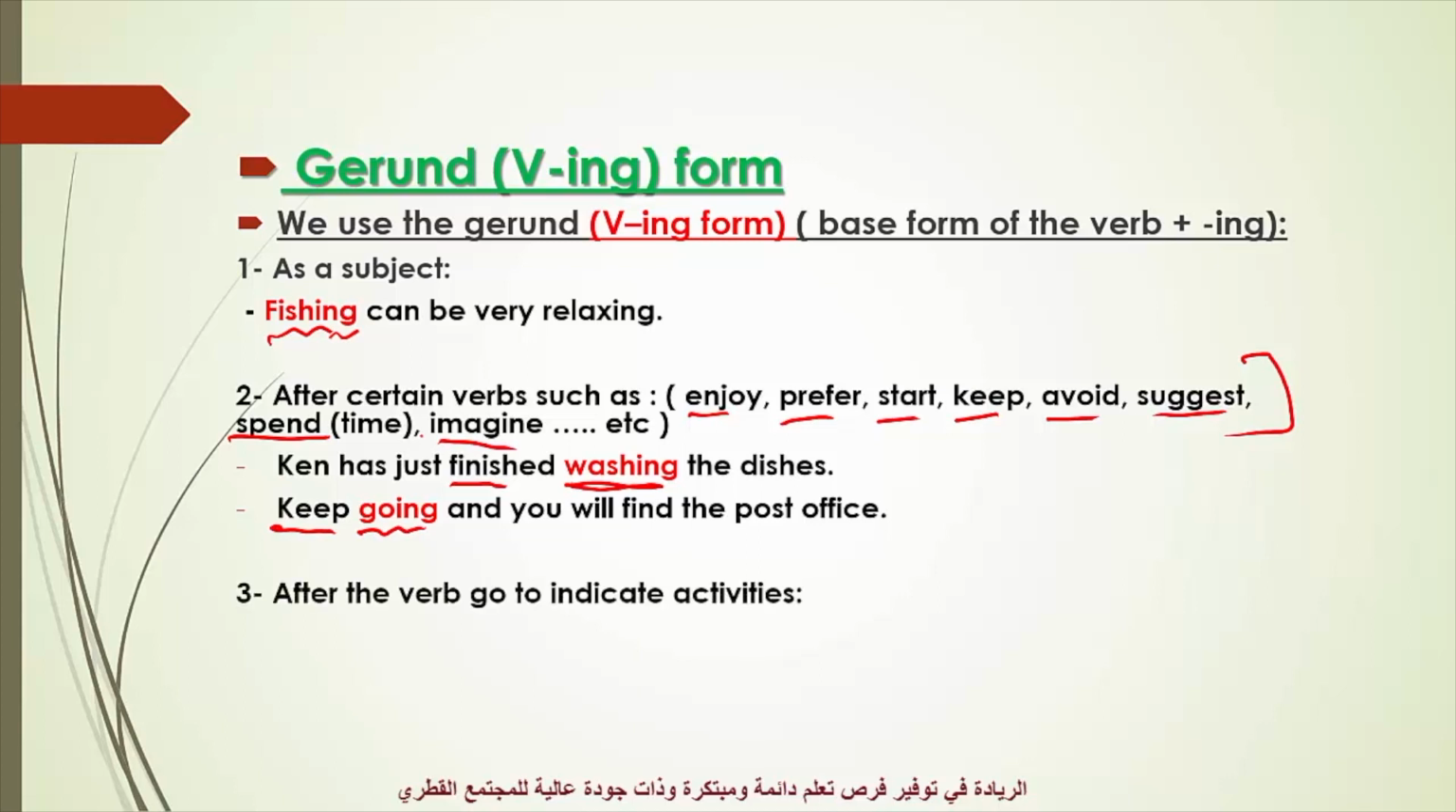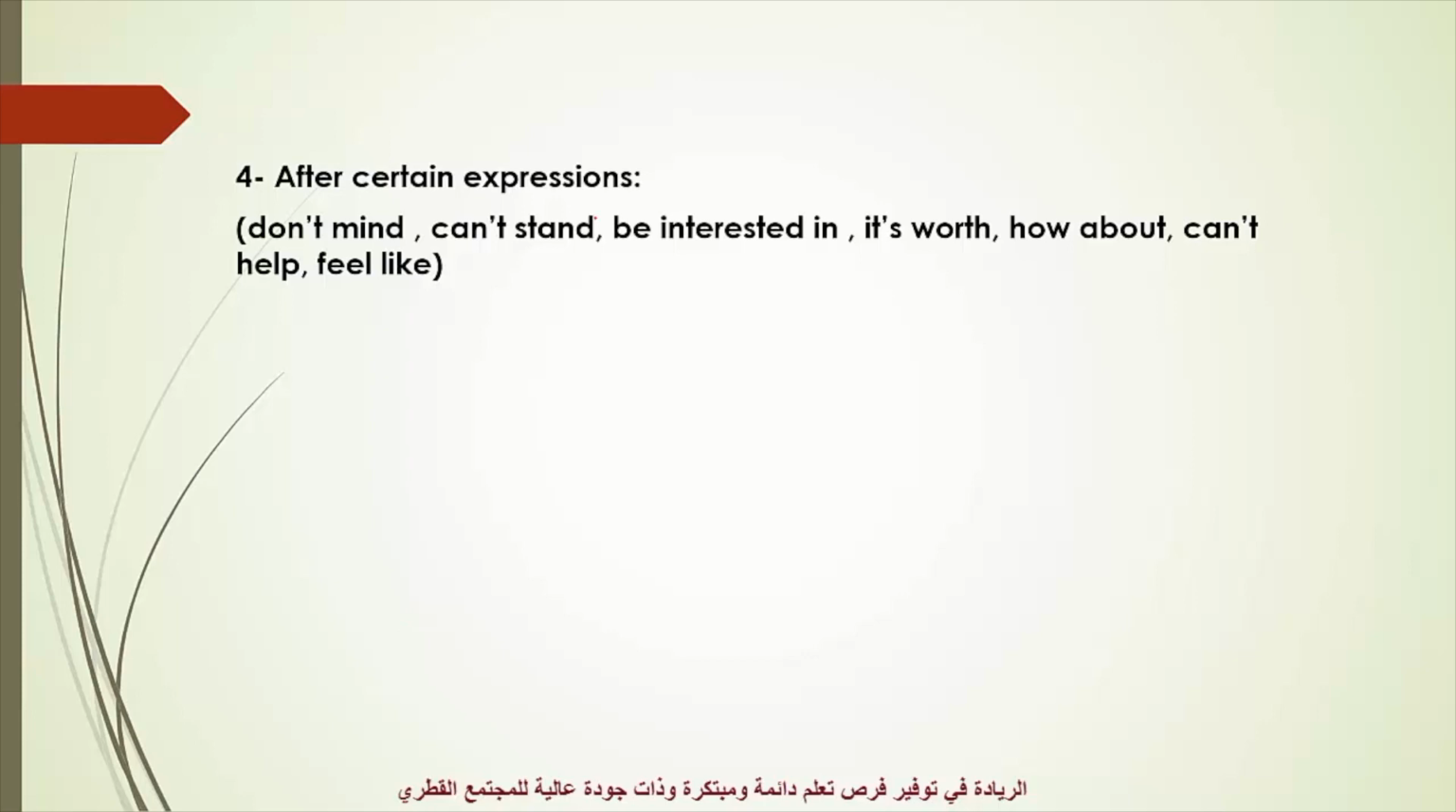Thirdly, after the verb go, we use gerund to indicate activities. For example, we go skiing every year. Next, after certain expressions in English, we use gerund: don't mind, can't stand, be interested in, it's worth, how about, can't help, feel like. All these expressions are followed by gerund.